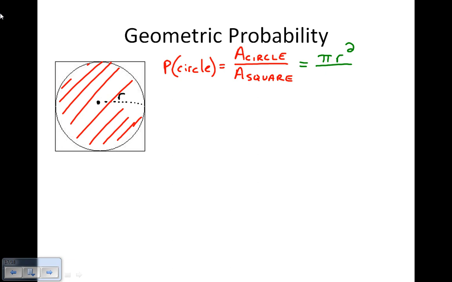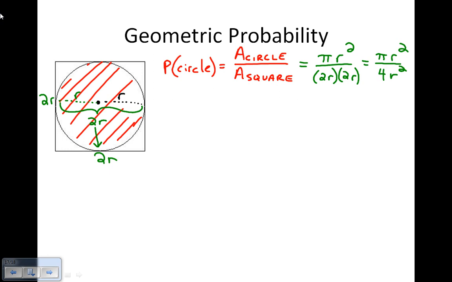Well, we know that this is the radius, but we also know that that radius has to go to the other side. So together, this is 2r. That 2r, then, is the same as one side length of your square. So this side must also be 2r. So the area of my square, then, has to be 2r times 2r. And we can simplify a little bit. We get pi r squared over 2 times 2 is 4, and we get r squared.